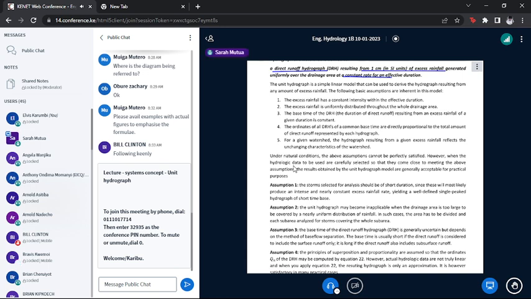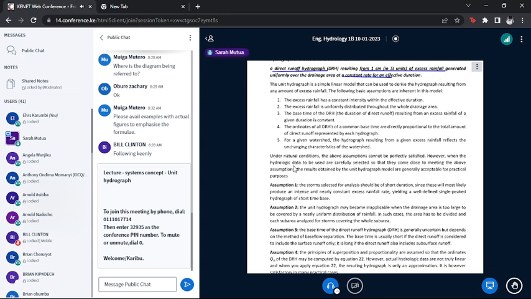So the excess rainfall has a constant intensity and an effective duration. It is uniformly distributed throughout the drainage area. The base time of the direct runoff hydrograph resulting from the excess rainfall of a given duration is constant.